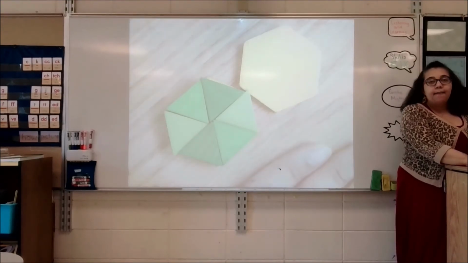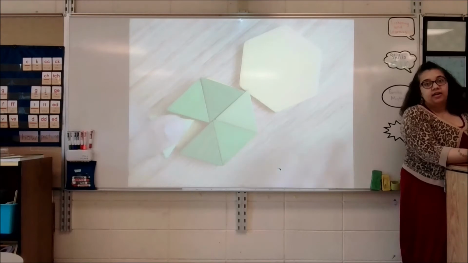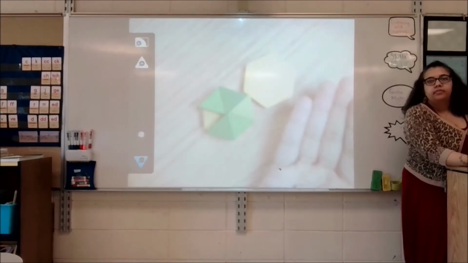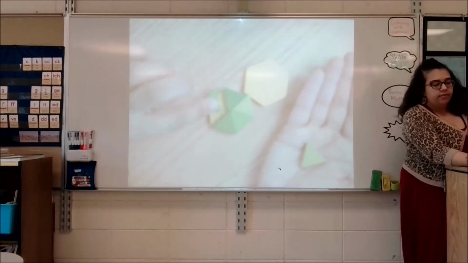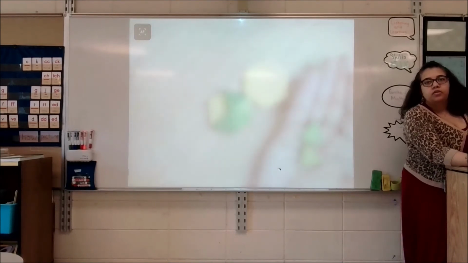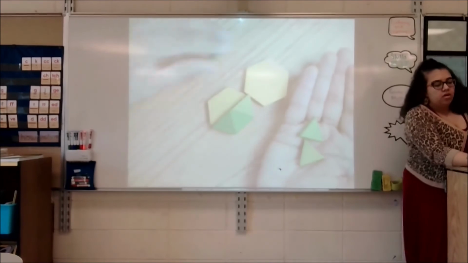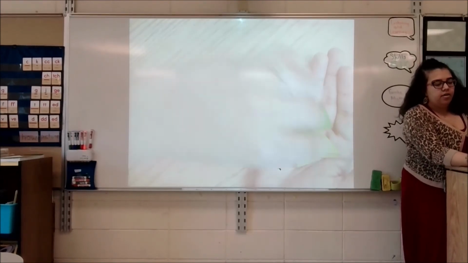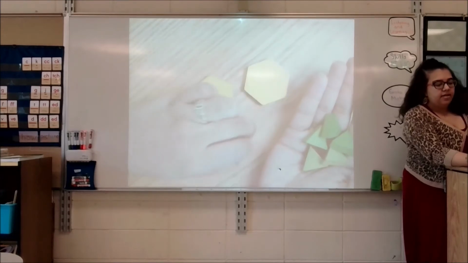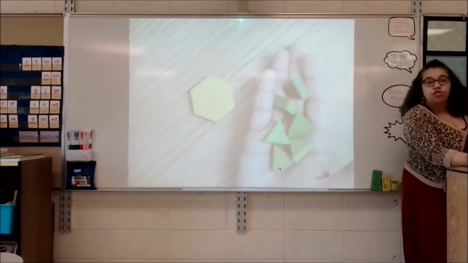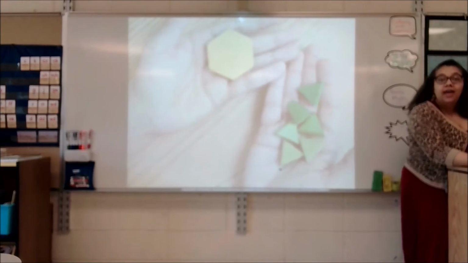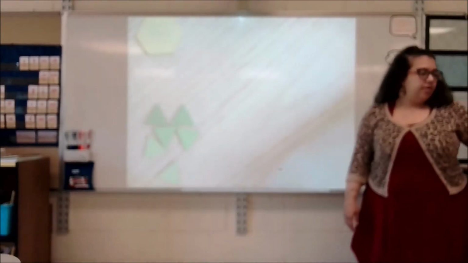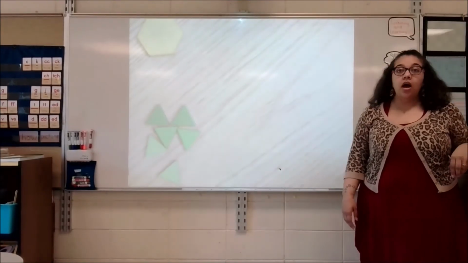So let's count. How many triangles did it take to make a hexagon? One. Let me zoom out a little bit. 1, 2, 3, 4, 5, 6. So 6 triangles create one hexagon. Good. Now, the same triangles can be used to make other shapes.